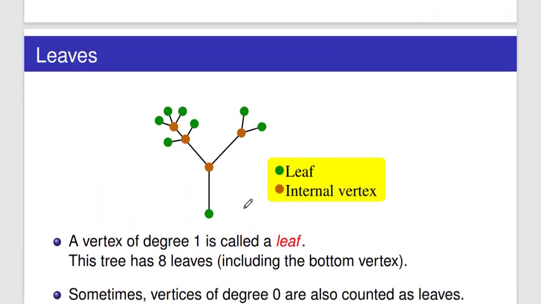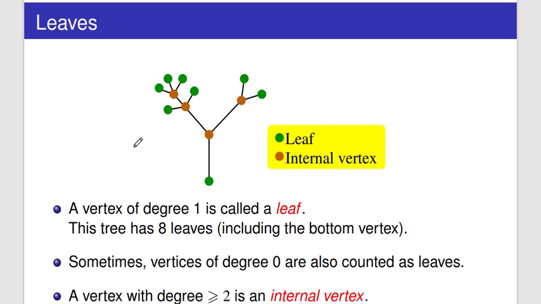Then what is a leaf and what is an internal vertex? A vertex of degree 1 is called a leaf. Degree of a vertex means the number of edges for that particular vertex. So how many edges does this vertex have? 1, 2 and 3. This vertex has 1, 2, 3 and 4, so this vertex has degree 4. So a vertex of degree 1 is called a leaf, and this tree has a total of 8 leaves, in green color.